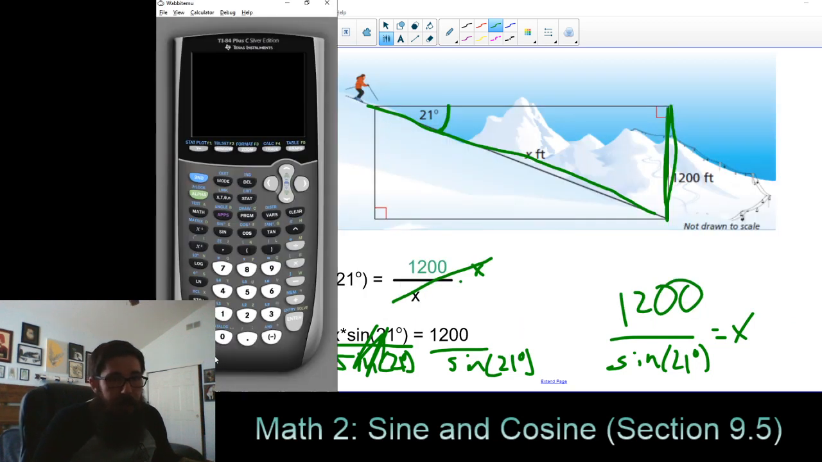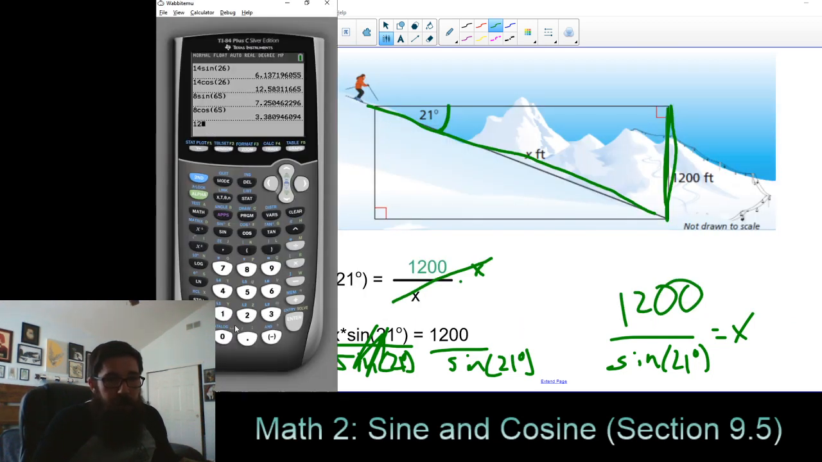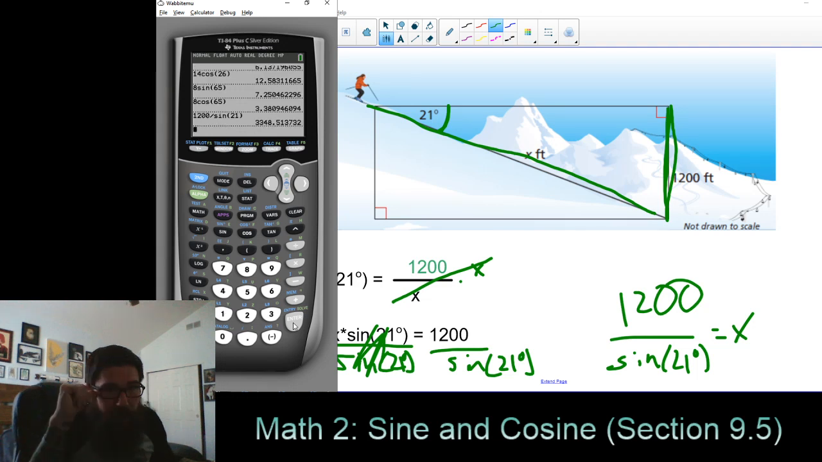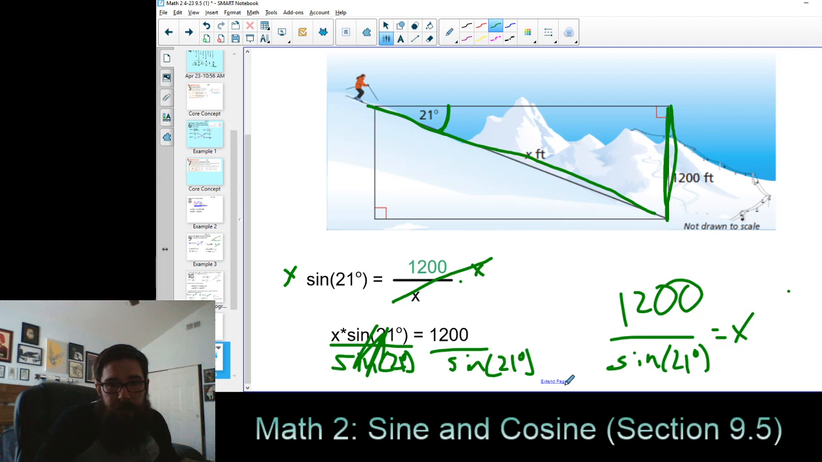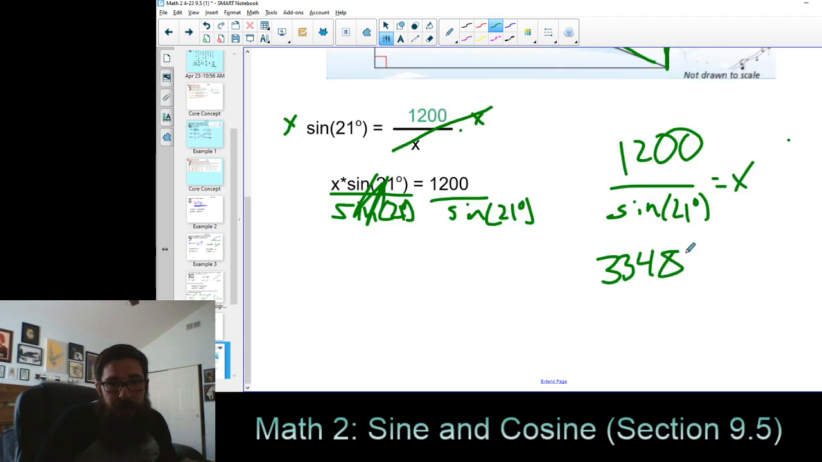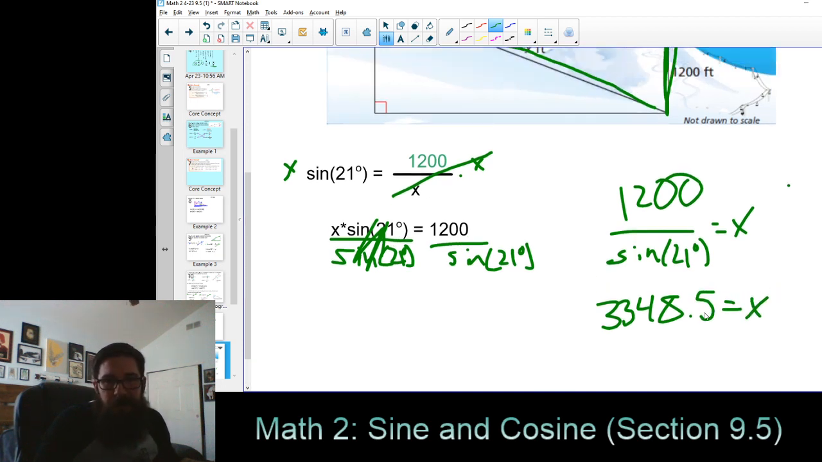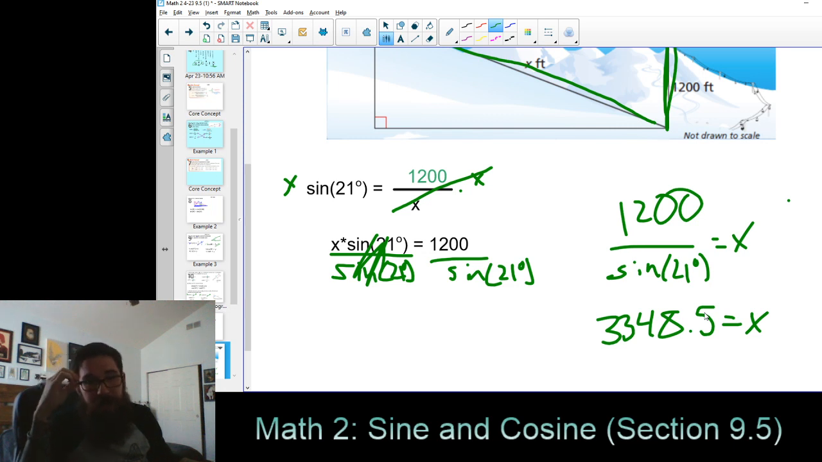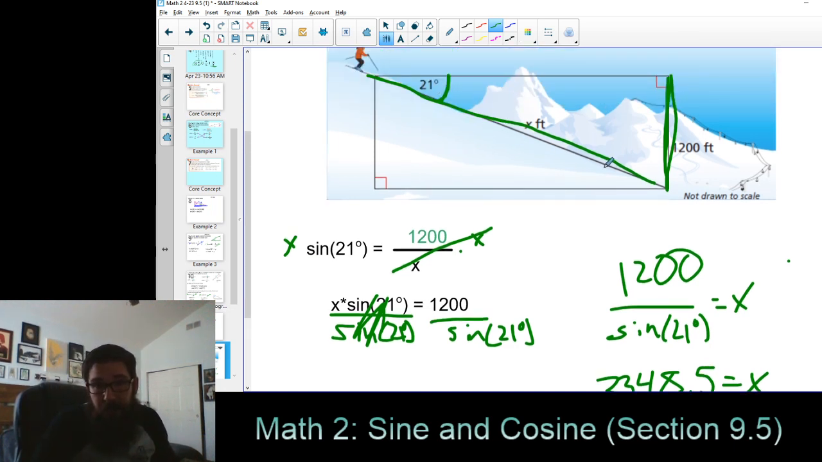So, what's that going to be? 1,200 divided by sine of 21, and I'm just typing this all in at once. 3,348.5137. We'll say actually 0.5, because at this point we're asking how far you skied. No one's really concerned about the 7 there. How far did you ski down the hill at a 21-degree angle?